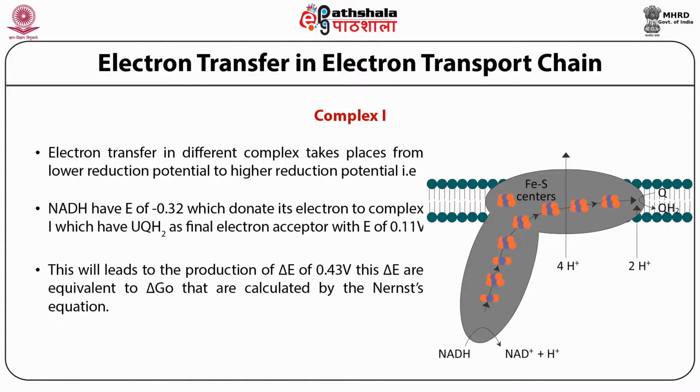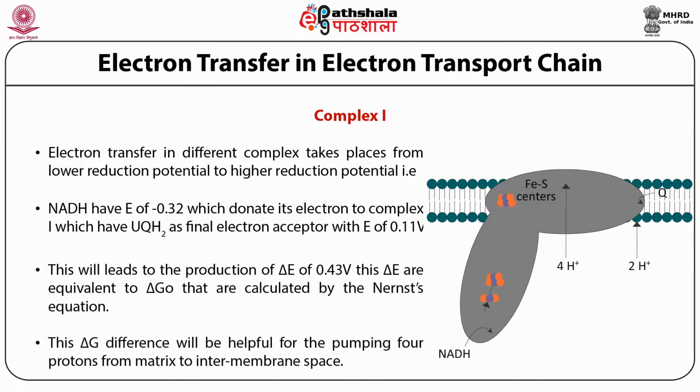The delta E difference is converted into a delta G difference, and that delta G difference is responsible for pumping protons from the matrix to the intermembrane space, because pumping a proton is not a joke. If you need to pump protons from the matrix to the intermembrane space, you have to spend energy, and that is coming from the delta G, which is created because of the delta E difference in the different complexes. One more important point to note here is that NADH gives its electron to FMN and any other electron carrier in complex first. So, electrons always move in order of gradual increase in reduction potential.